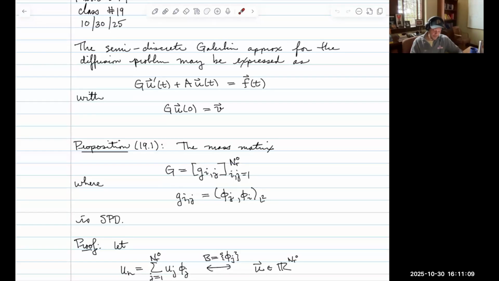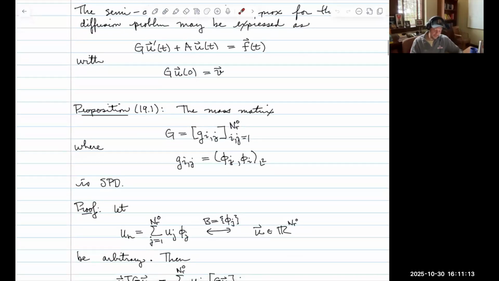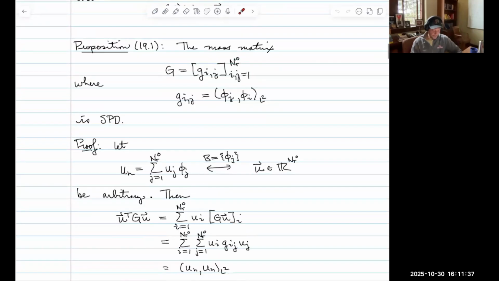So the mass matrix, again, I guess I could have just pointed to this definition for what it was. It's equal to its components, of course, as usual, where the components are phi j, phi i in the L2 inner product. That's how I calculate the components g_ij. So this matrix is SPD. That's what we want to prove. How do we do this?